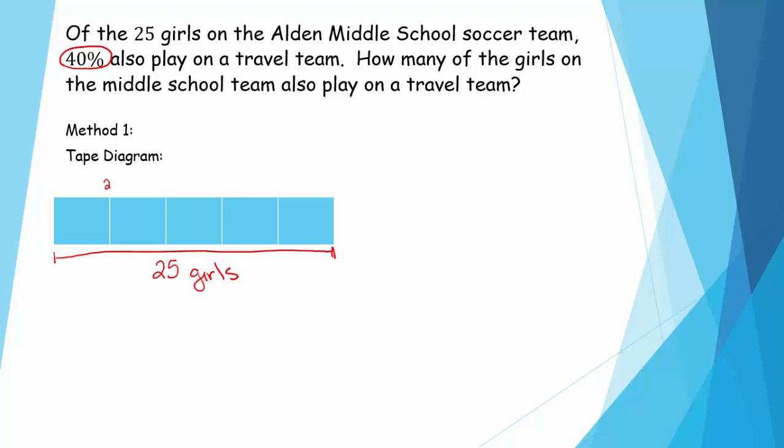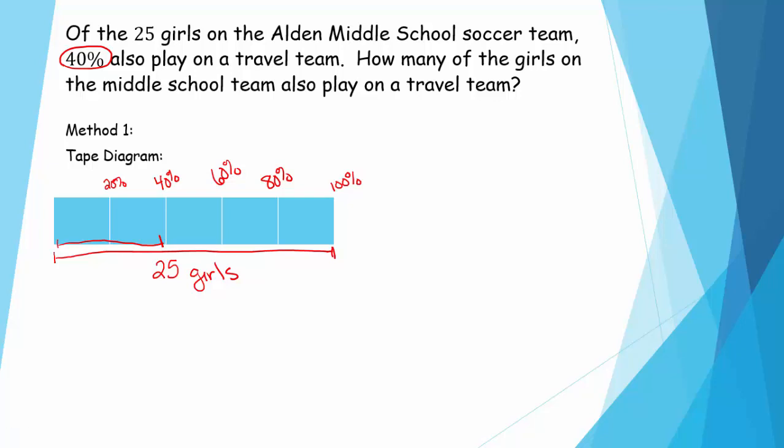So this is 20%. That first block would represent 20%. Once we get through the first 2 blocks, we're up to 40%. 3 blocks would get us to 60%. 4 blocks would get us to 80%, going by 20%. And then the entire total would be 100%. And what we have to figure out is what 40% of 25 girls is.